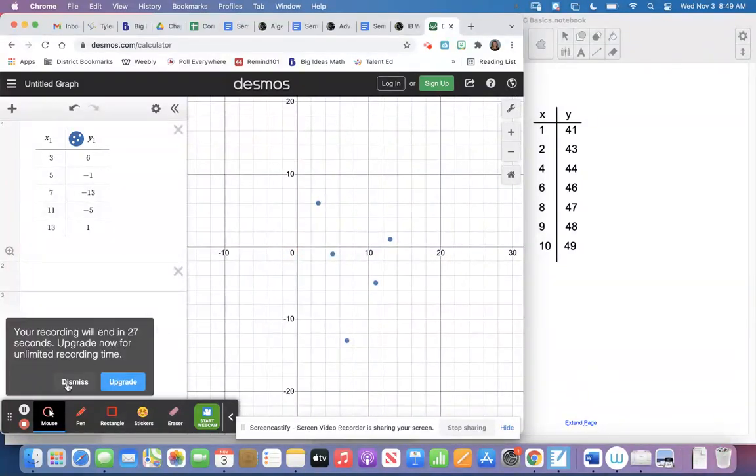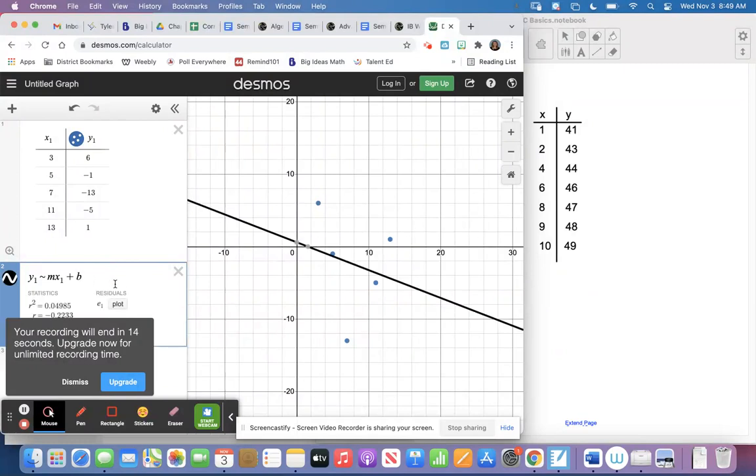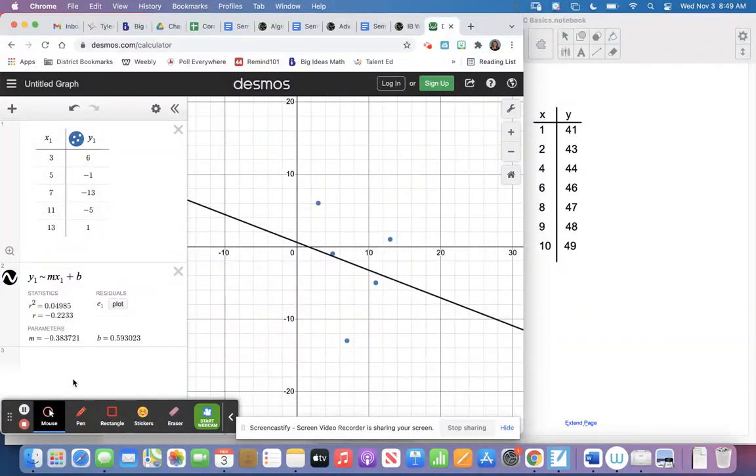And I want to find my correlation coefficient. So you can see they're kind of spread out. And so if we look and we write y1 tilde mx1 plus b, you can see that our R value is -0.2233. So it's actually really close to negative or to 0, which means there really isn't much correlation going on.